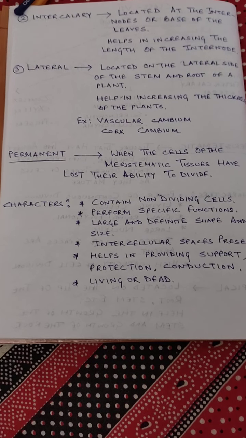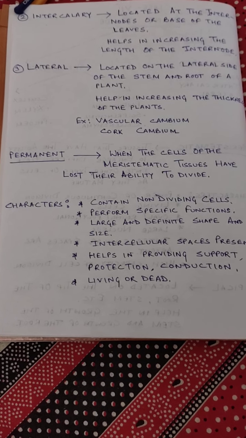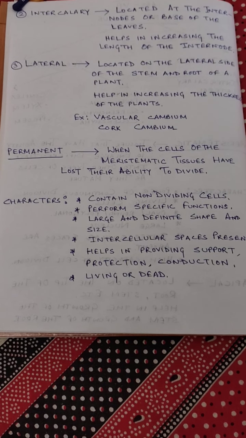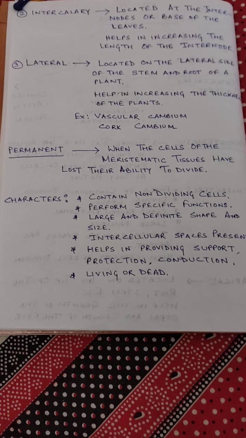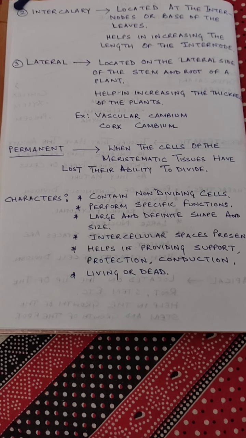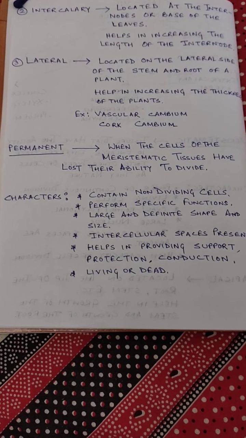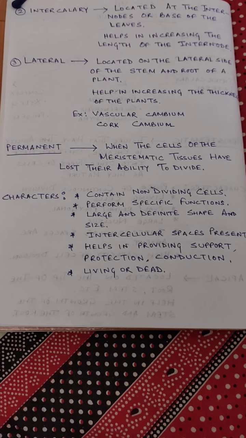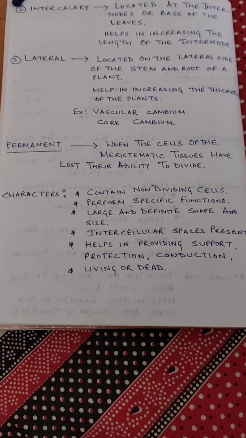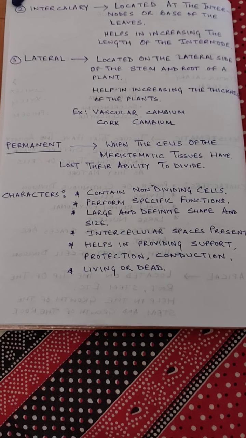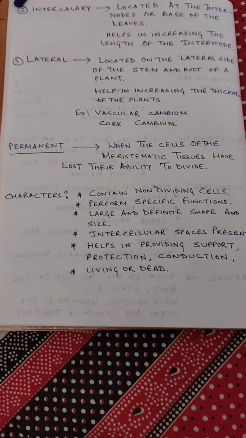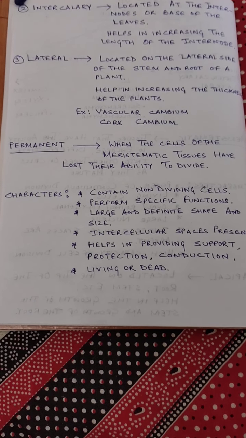The second type of meristematic tissue is the intercalary. It is located at the internodes or base of the leaves. It helps in increasing the length of the internodes. And the third kind is lateral, which is located on the lateral side of the stem and roots of the plant. It helps in increasing the thickness of the plants. Because it is located laterally, so definitely it will help in the increase of the thickness or the diameter of the plant. Now, I have given two examples of lateral meristem, very common examples, vascular cambium and cork cambium.